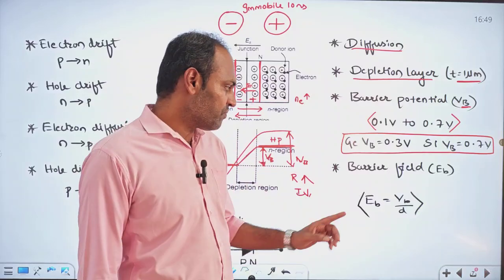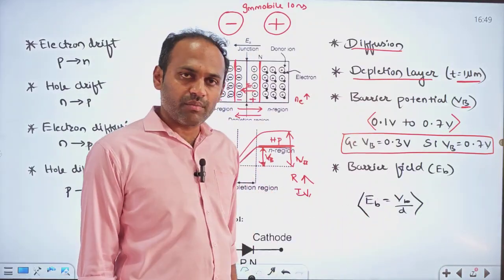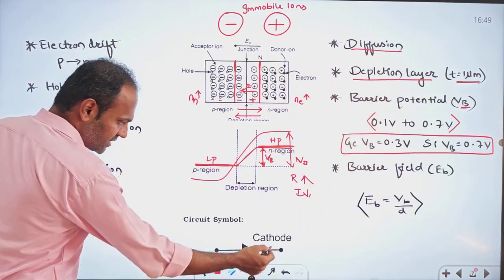Potential difference divided by distance. So barrier field is equal to barrier potential divided by distance. Then this is the circuit symbol of the diode.